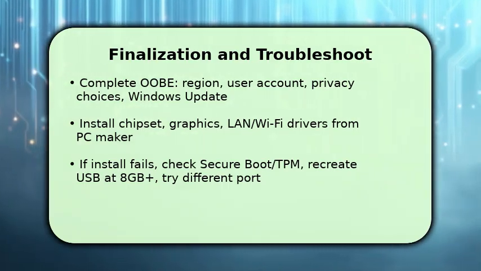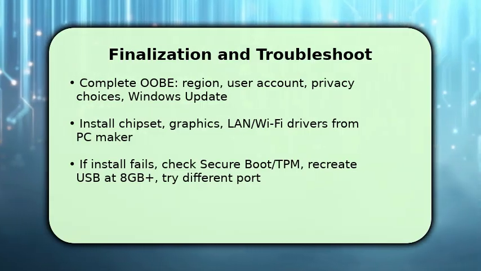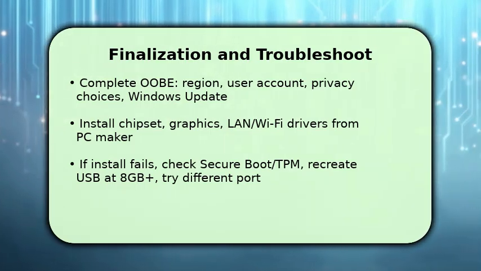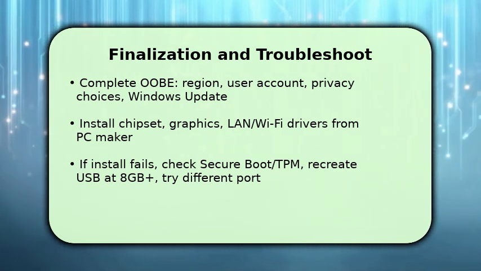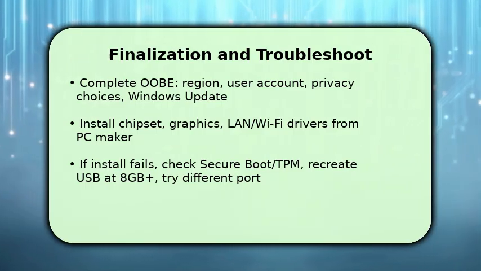If something goes wrong, don't panic. Double-check Secure Boot and TPM are enabled, recreate the USB installer on a verified 8 GB plus stick, and try a different USB port. If errors persist, note the error code. You can retry from UEFI with corrected settings and a fresh installer.